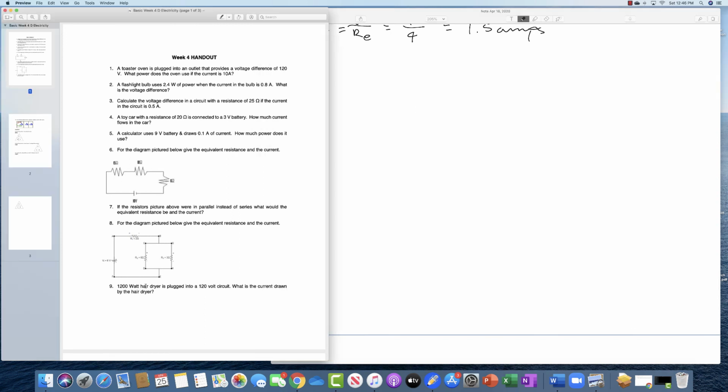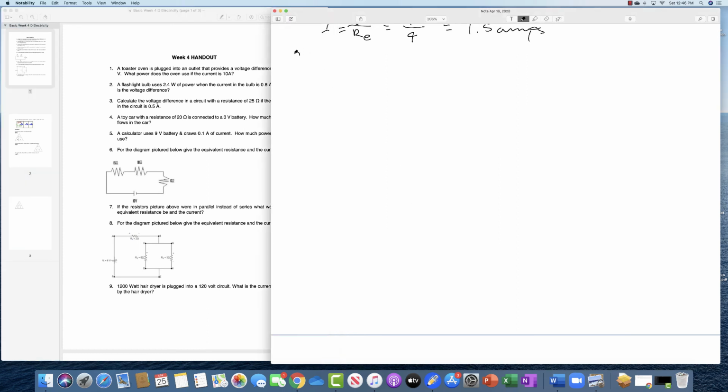Number 9. A 1200 watt hairdryer is plugged into a 120 volt circuit. What is the current drawn by the hairdryer? Well, that goes back to our equation that says that power is equal to voltage times amperage. We're solving for amperage. We get power divided by voltage, which in this case is 1200 divided by 120, which is 10 amps.